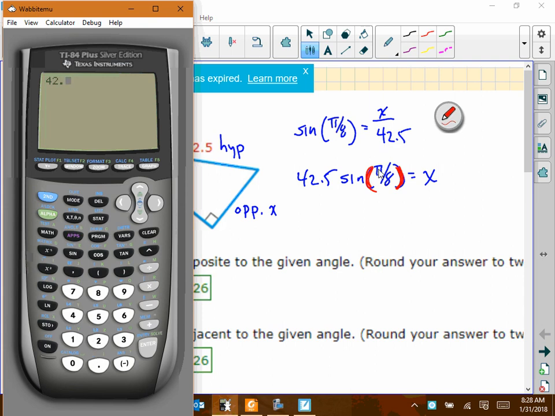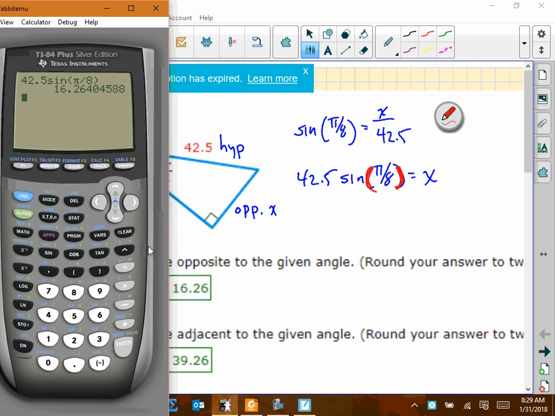The pi is also going to maybe provide you insight that it should be radians. That's not always the case; they could put pi degrees. You don't see that a whole lot, but they could. And sometimes even if you have radians, they might not express the pi, so it might be like 1.5 radians with no pi there. So you just have to pay attention to the unit, because that tells you your calculator mode. So now I'm going to type in 42.5 sine of pi over 8, and it gives me that 16.26 that they're looking for.